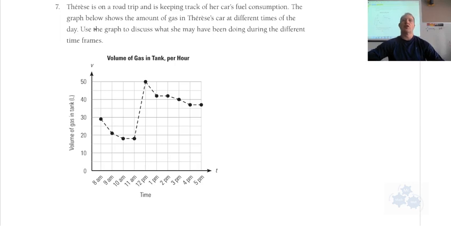Okay, so the amount of gas in her car. So the volume of gas in the tank is the left column. So at 0, she is completely empty of gas, right? At 50 liters appears to be, for this day anyways, the maximum amount that we have for the point. So what do you suppose is happening during this part right here, from about 8 a.m. to 11 a.m.? What do you think is happening there?